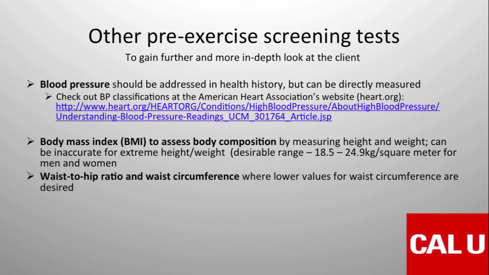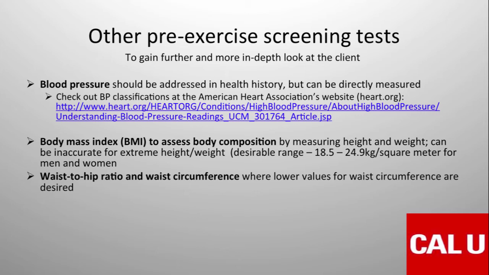There are other pre-exercise screening tests besides the ones we have mentioned so far. These are used to gain further and more in-depth information about the client. One of these is blood pressure, and this should be addressed in the health history, but it can also be directly measured. Here's a link where you can look at the classifications of the American Heart Association's blood pressure guide, and we'll give you some ideas of what to look for when evaluating blood pressure.